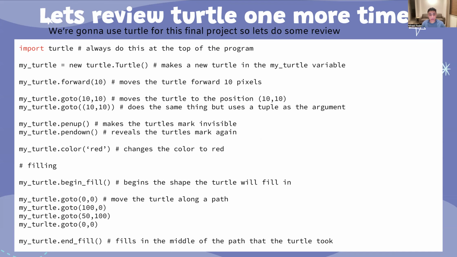Then you've got .penup, which makes the turtle's mark invisible, and .pendown, which reveals the turtle's mark again. .color changes the color; make sure to put the color in strings. In this case, it changes it to red. Then myTurtle.begin_fill begins the shape the turtle will fill in. Then you've got .goto, which moves the turtle along the path, and .end_fill, which fills in the middle of the path that the turtle took. Alright then, hopefully you understand your turtles.